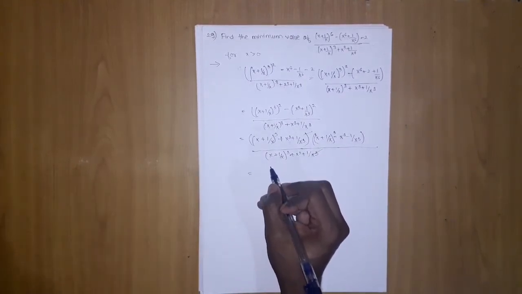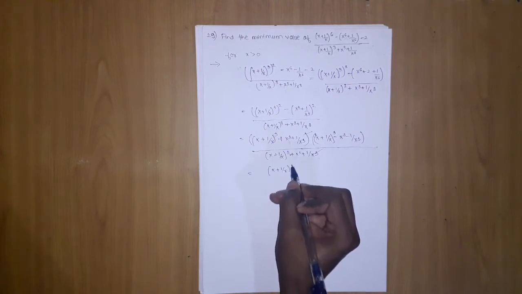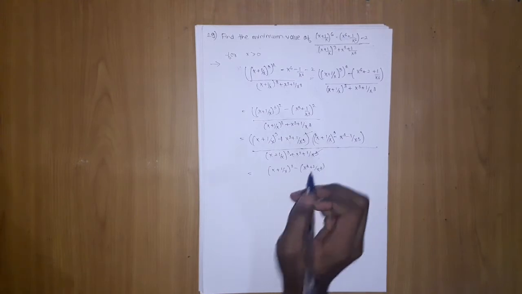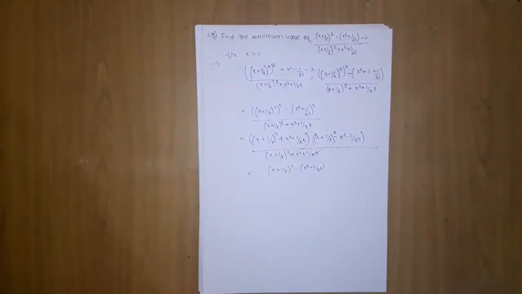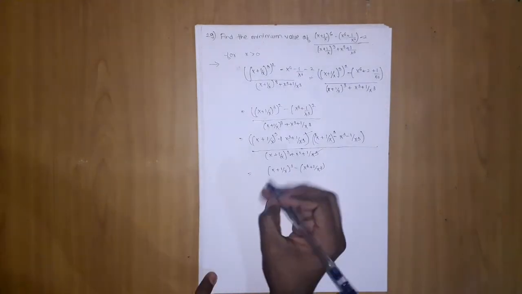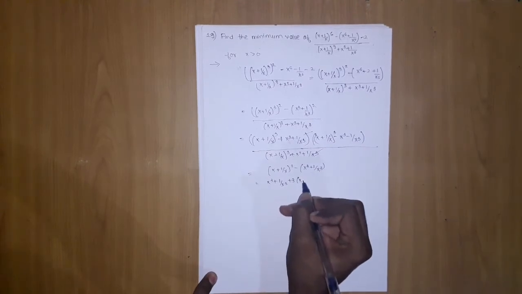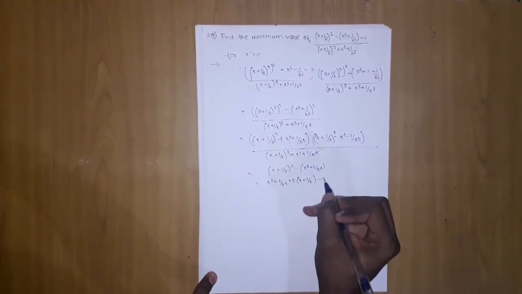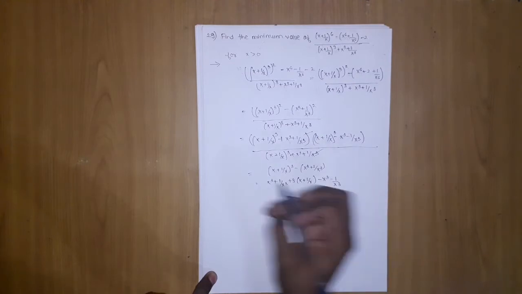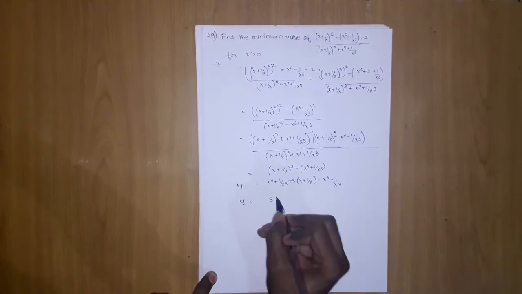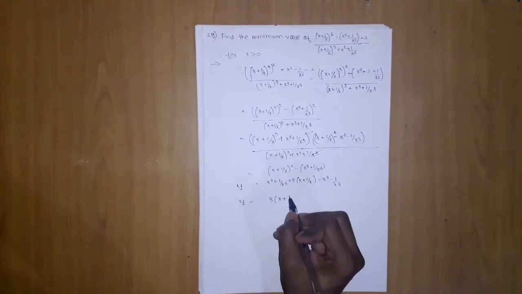So what we are getting finally is (x plus 1 upon x) the whole cube minus (x cube plus 1 upon x cube). Now if I open this, what will I get? x cube plus 1 upon x cube plus 3 into (x plus 1 by x), and this is minus x cube minus 1 upon x cube, and this whole is our function y. Now in y, these two terms will cancel out and we will be left with 3 into (x plus 1 upon x).